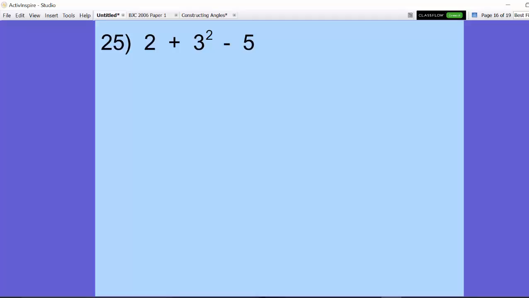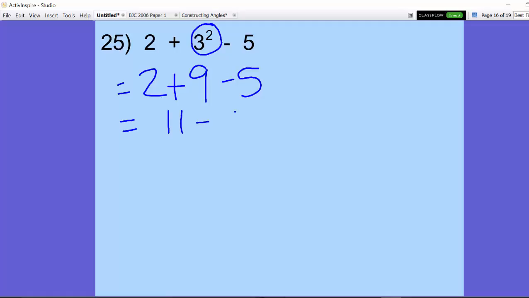Next, we have 2 plus 3 squared minus 5. This is our exponent, so we're going to do this first because we have no brackets. So 3 squared is the same as saying 3 times 3. And 3 times 3 is 9. So this line is 2 plus 9 minus 5. We have addition and subtraction. We work from left to right. So 2 plus 9 is 11 minus 5. 11 minus 5 is 6.